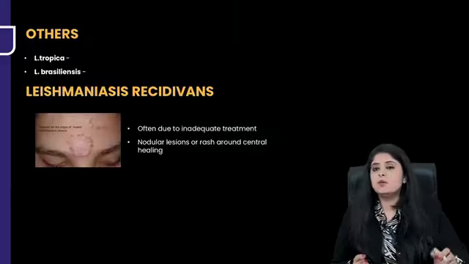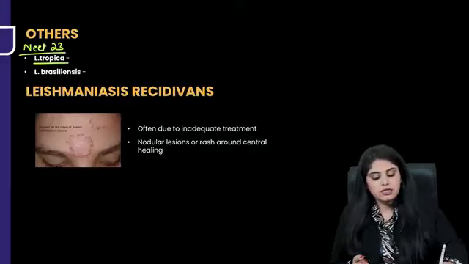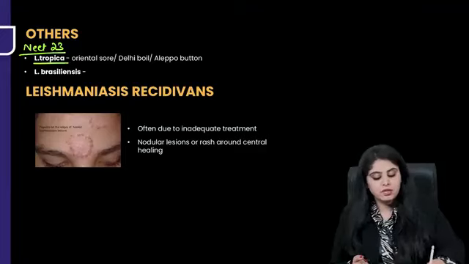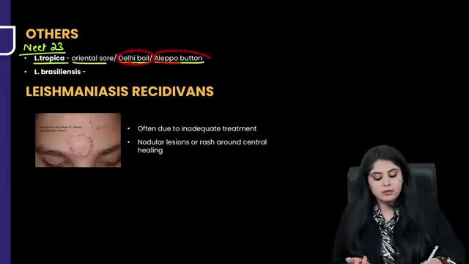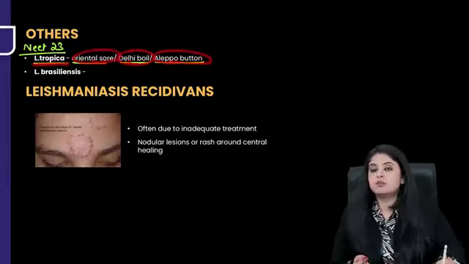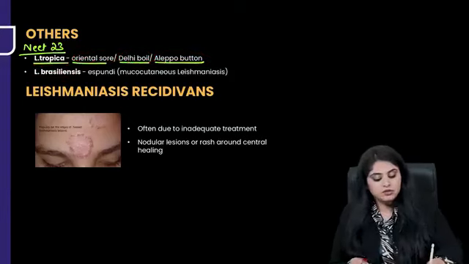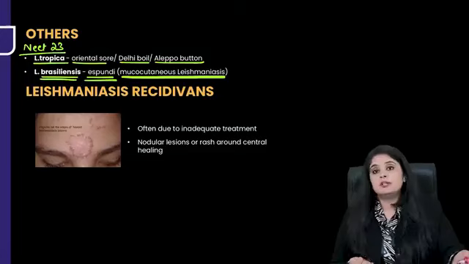Let us do some very quick fancy names. This is a question that again came in NEET 2023. What is Leishmania tropica causing? Leishmania tropica causes something called the Delhi boil, or the oriental sore, or the Aleppo button. All these fancy names were given. What does Leishmania brasiliensis cause? It causes mucocutaneous leishmaniasis, also known as espundia. Espundia is something that is caused by brasiliensis.